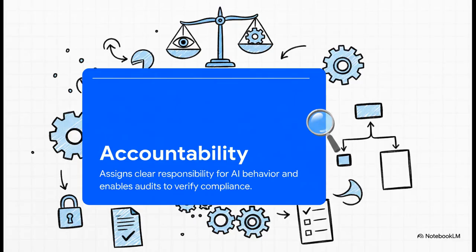This one is so important. Accountability. It means you can't just throw your hands up and blame the black box. You know that excuse, oh, the algorithm did it. That's just not good enough. Accountability means when something goes wrong, someone, a person, a team, is on the hook. There has to be a clear line of responsibility.